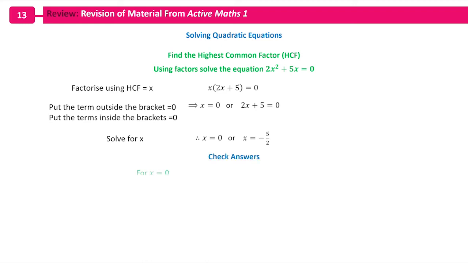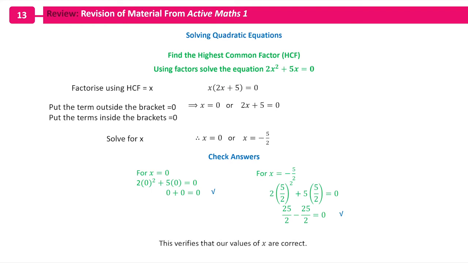We can check our answer. Take our value for x is equal to 0 and substitute it into our equation. This gives us 2 times 0 squared plus 5 times 0 equals 0. 0 equals 0. This is true. For x is equal to minus 5 over 2, substituting this in and putting it into our calculator gives us 0 also. This is also true. This verifies that our values of x are correct.